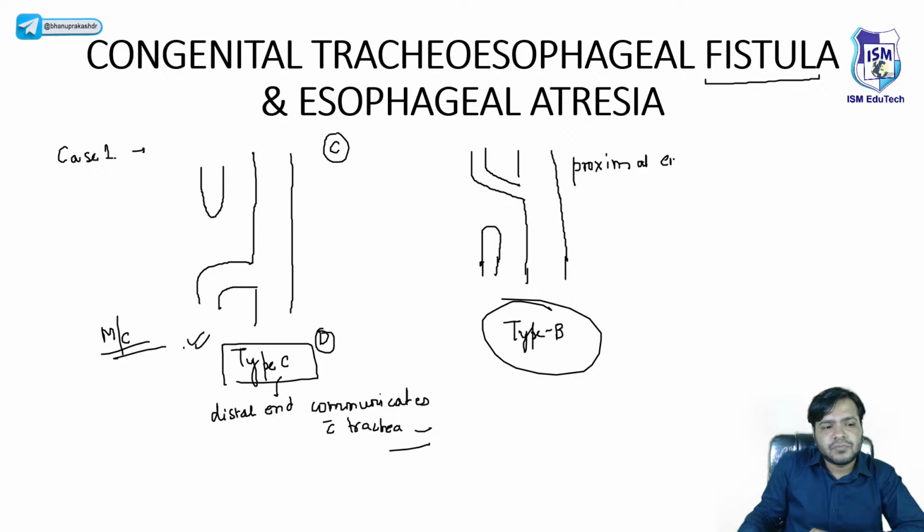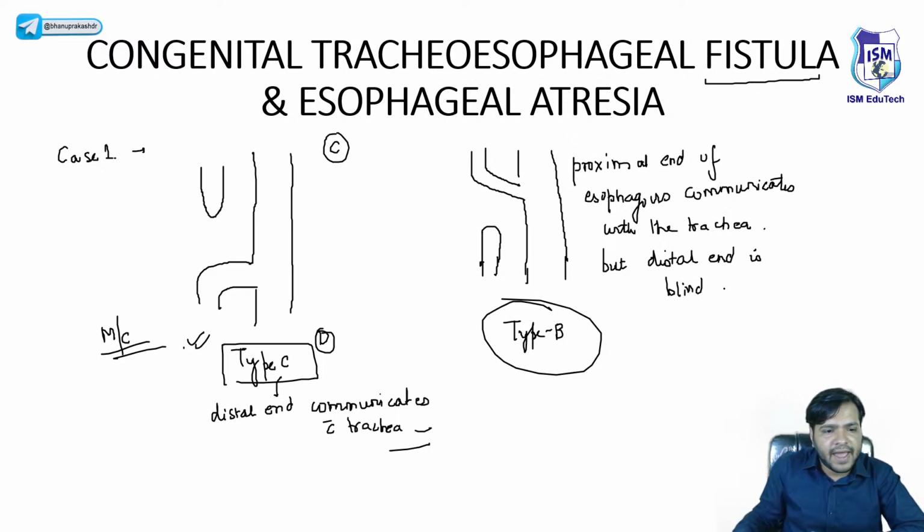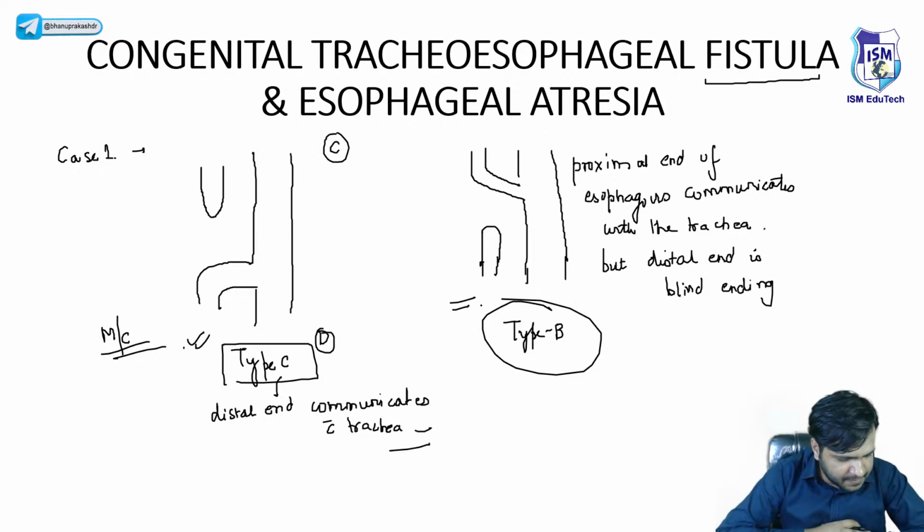end of esophagus communicates with the trachea, okay, and is blind ending, but distal end is blindly ending, okay, blind ending. So this is called as type B. ये दोनों केसेस क्लियर है आप लोगों को?